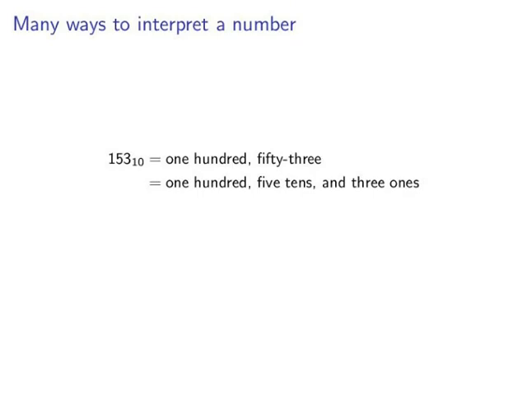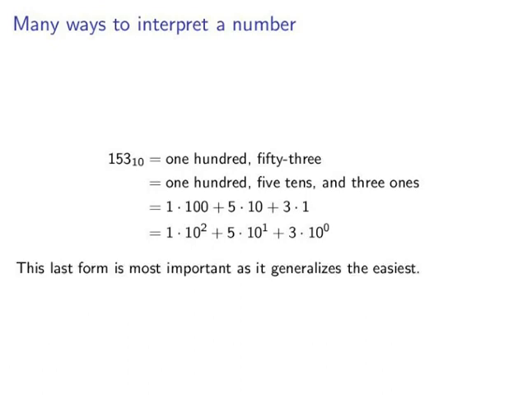Now let's consider how we might express this mathematically. What is actually going on here? Well, this is 1 times 100 plus 5 times 10 plus 3 times 1. But it will be really helpful if we don't write out 100, 10, and 1 because those are kind of arbitrary numbers. What we really want are 10 squared, 10 to the 1, and 10 to the 0. This last form is going to be most important as it generalizes the easiest.